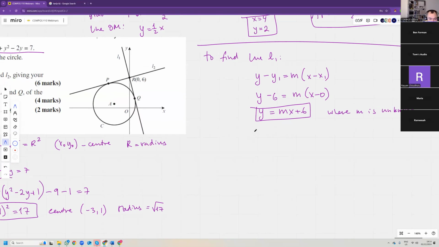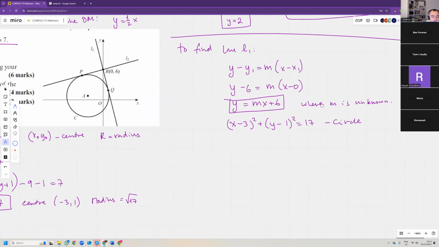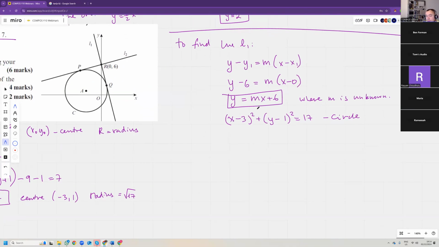We have the circle x plus 3 squared plus y minus 1 squared equals 17. That's the circle. We know that line L1 is tangent to the circle.